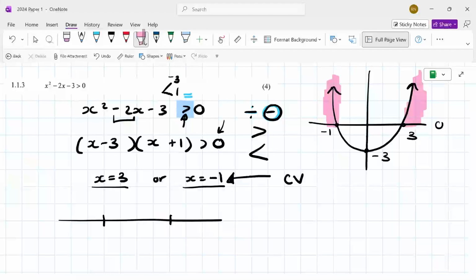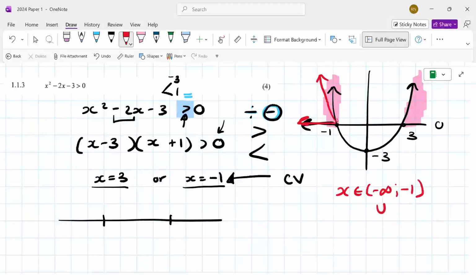And so you can look at it in the parabola form, and you can say that it's all the values before here. So all the values going in this direction, because this keeps going in that direction. So all the values before minus 1. So when x is an element from negative infinity to minus 1, union after 3, everything after 3, your graph is above the x-axis. So it'll be x is an element from 3 to infinity. And because it didn't say included here, it just says greater than, we're going to use round brackets.